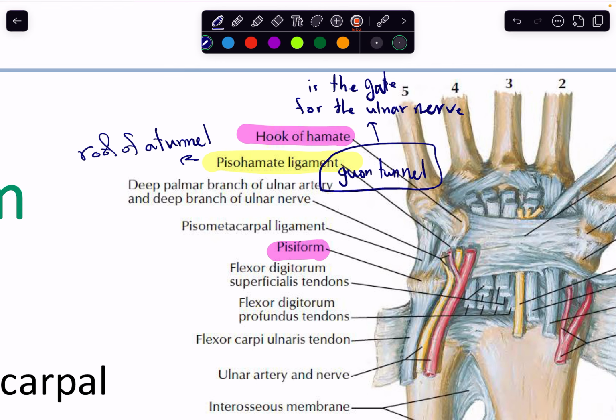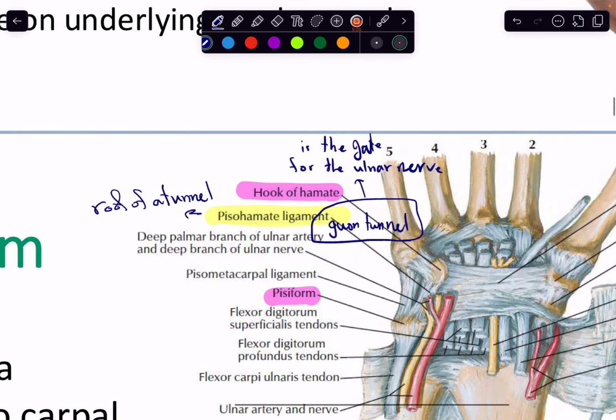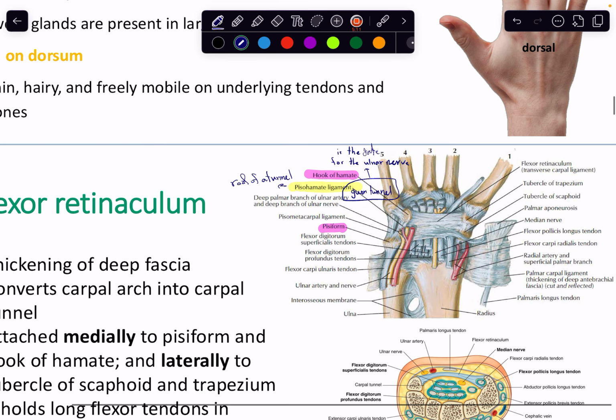Okay. Now, here this is the medial side, this is the lateral side. Medially the flexor retinaculum is attached to the pisiform and hook of hamate, and laterally it is attached to the scaphoid, yes, the tubercle of scaphoid, and trapezium. As you remember, you will appear in the exam.